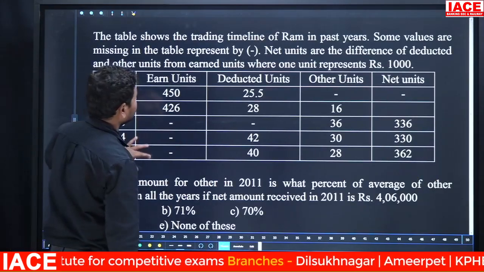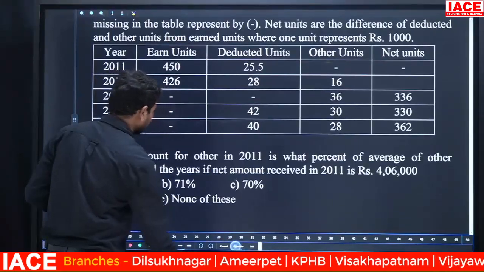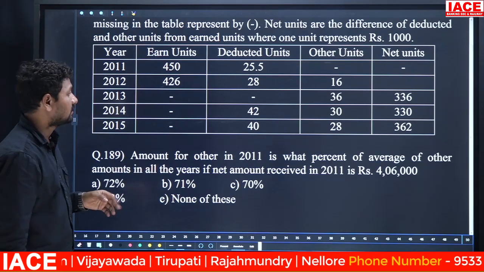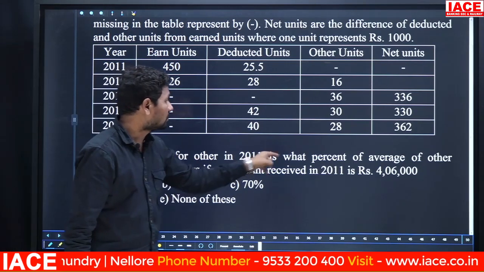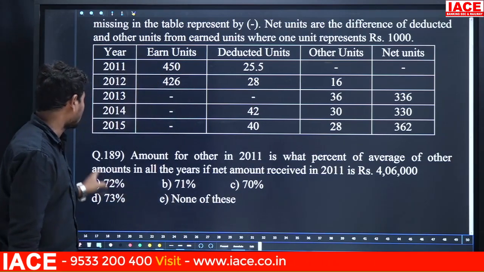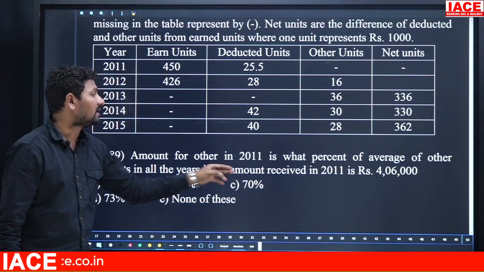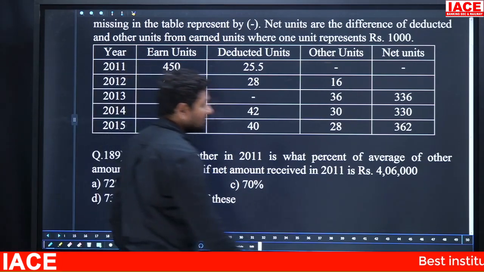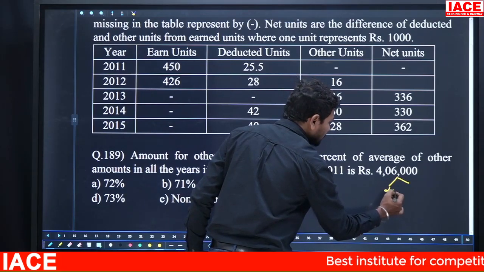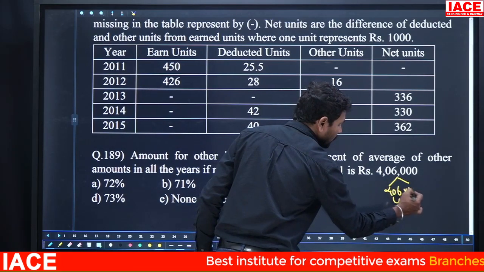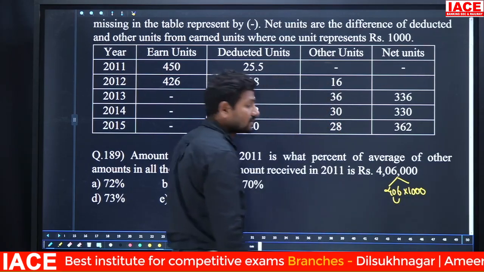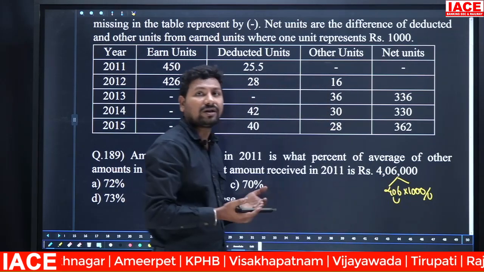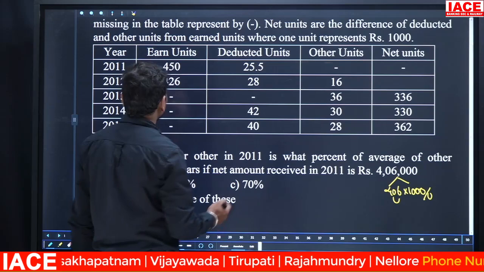Next, the same data. Next question. Amount for other in 2011 is what percentage of average of other amounts in all the years, if net amount received in 2011 is how much rupees? 4,06,000. 4,06,000 means you can write 406 units. Each unit costs how much rupees? 1000 rupees. Then for 4,06,000, how many units do you have? Net units are 406. Net units 406 for 2011.